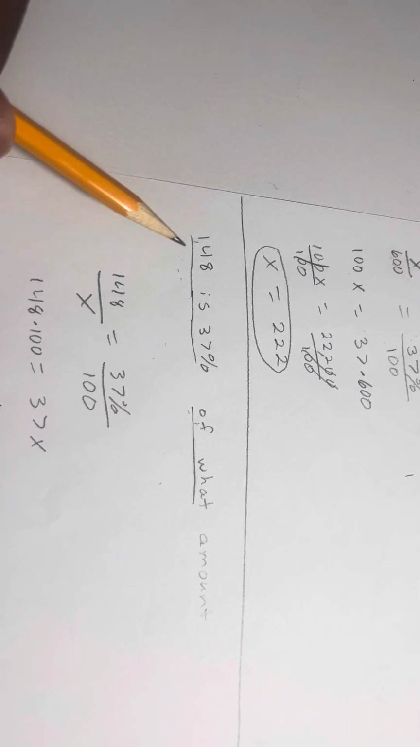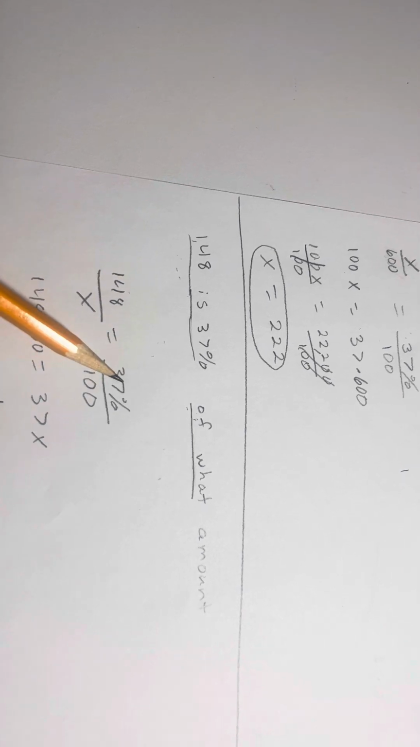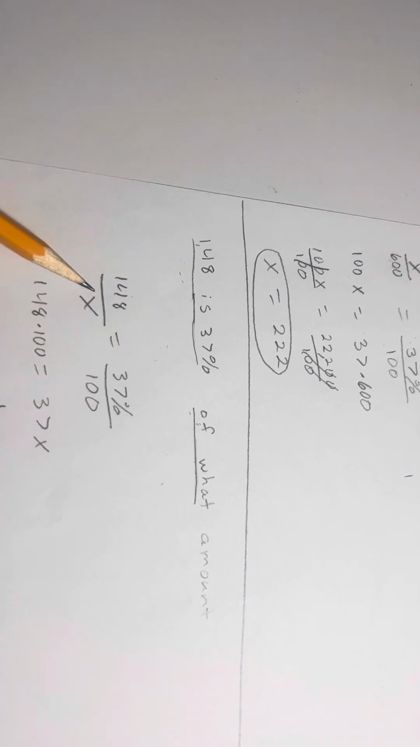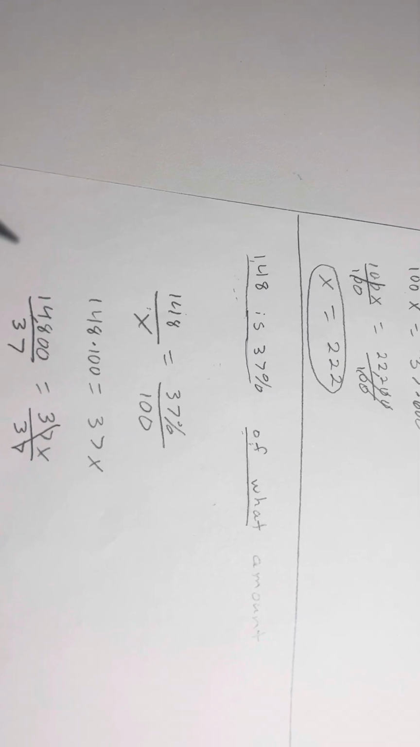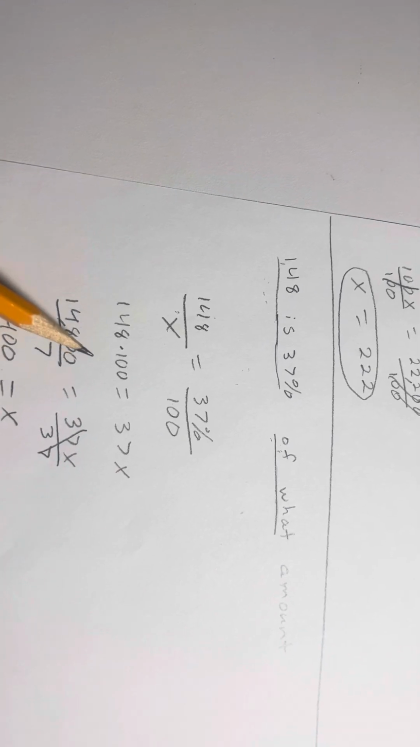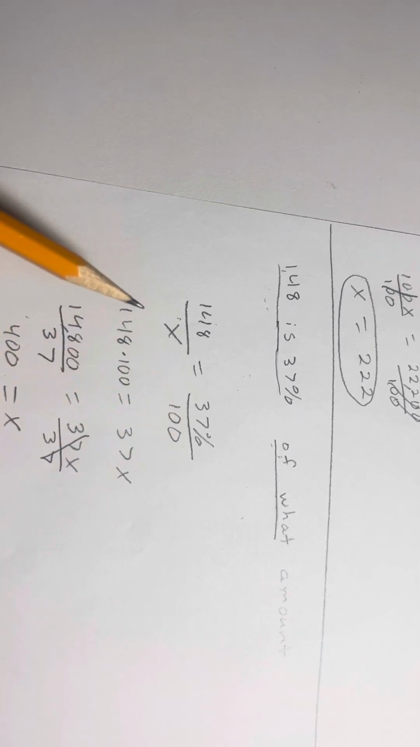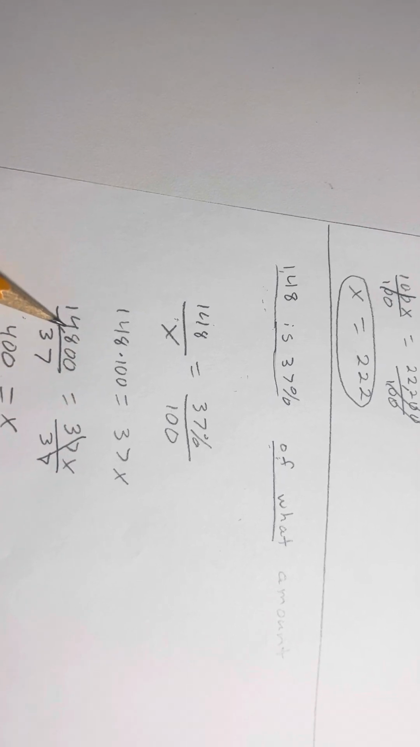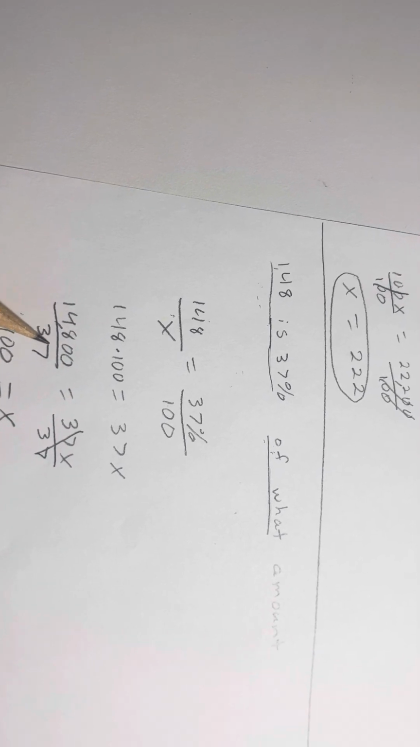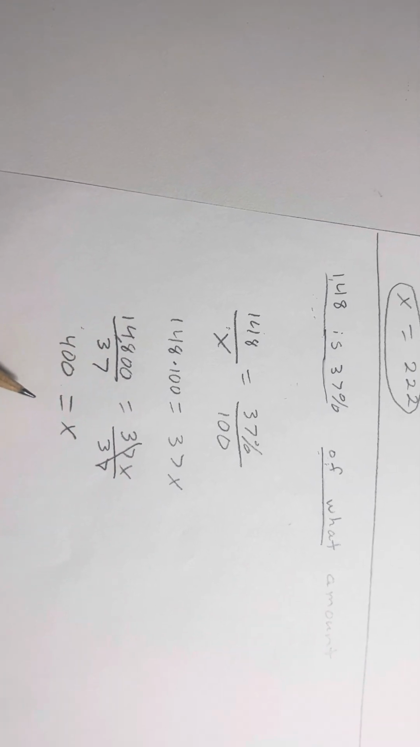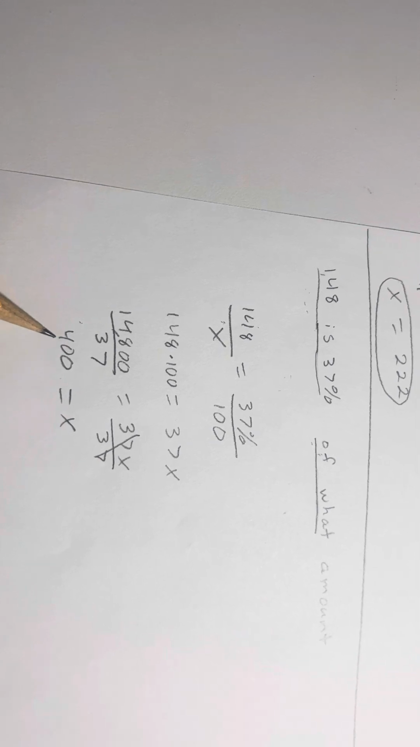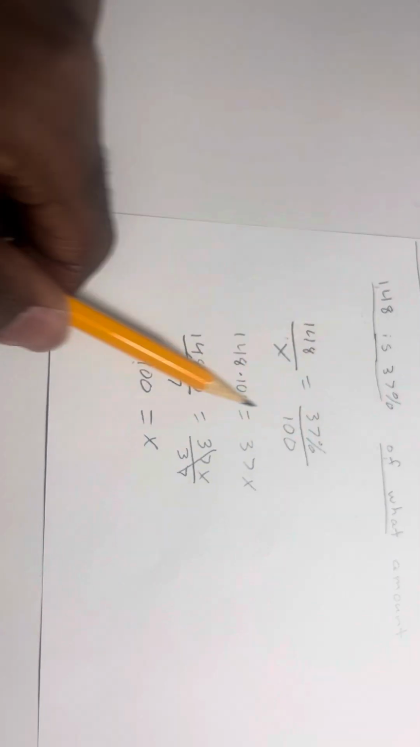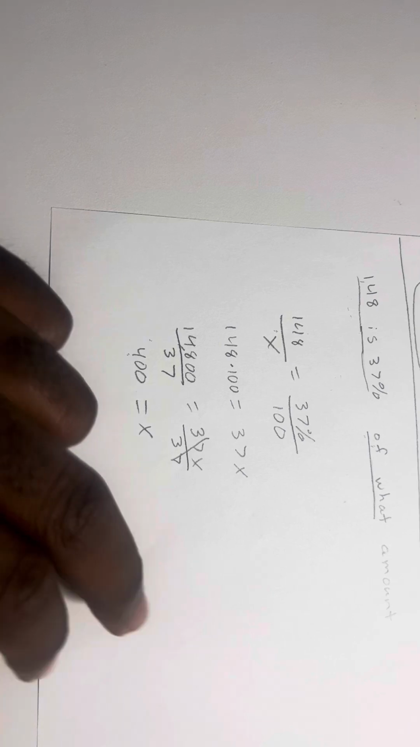Part is 148 from what we read. Percent just goes over 100. We're looking for the whole. You cross multiply. 148 times 100 equals 37x. That's 37 times x. You get 14,800. You divide by 37, and x is equal to 400. All right, so once we get here, we're just solving. I already know you know how to do that well.